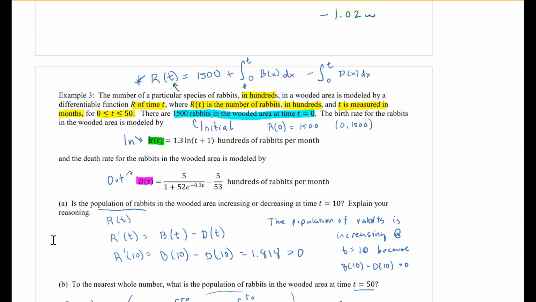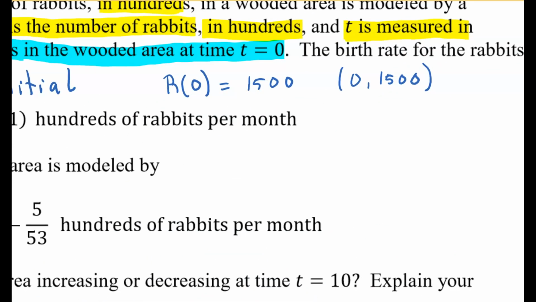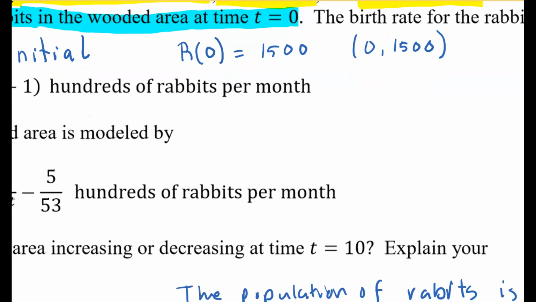Okay, so here's what we're going to do. I'm going to take the 1,500, my initial value. And for r of t, I'm just going to divide by 100. That's going to cancel some zeros. So my initial value I'm going to use, since I'm going to multiply by 100, is 15.